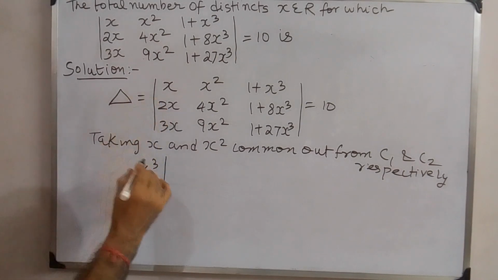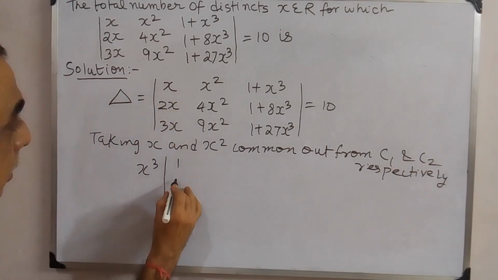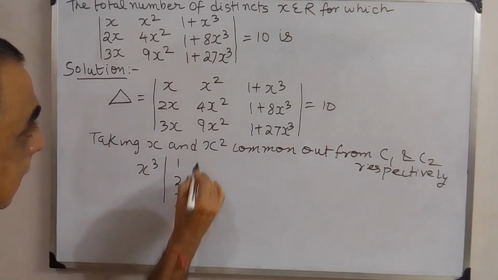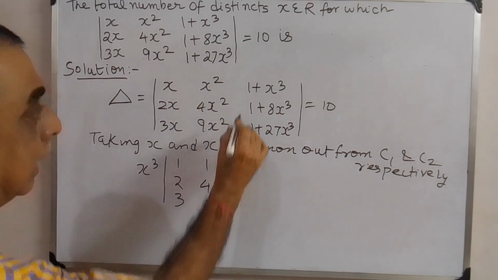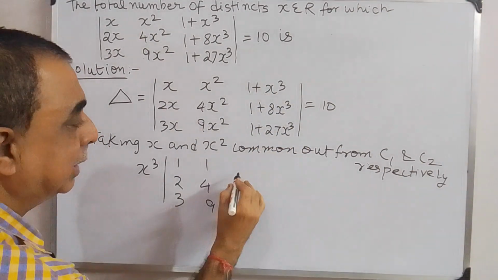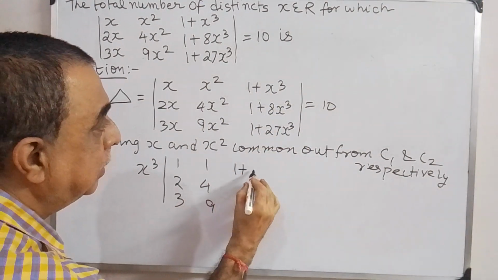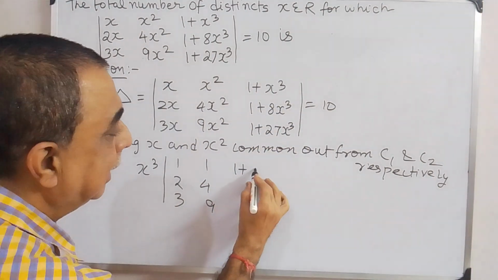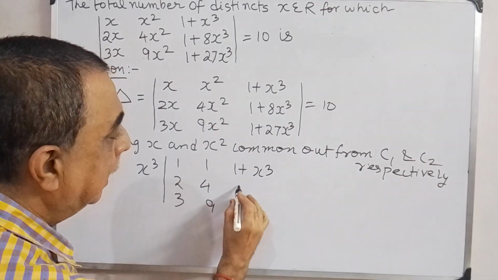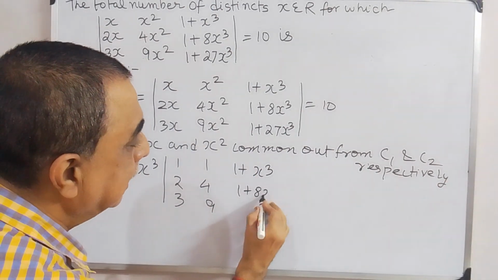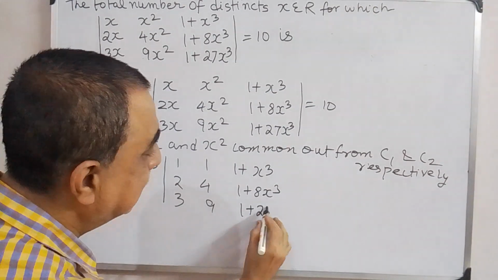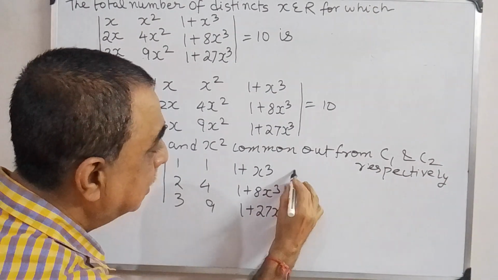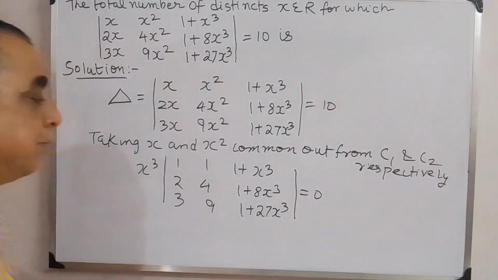So what will be left here? Here it will be 1, 2, 3, and here 1, 4, 9, and in the third column, where I have not taken anything common, 1 plus x cube, 1 plus 8x cube, and 1 plus 27x cube, is equal to 10.